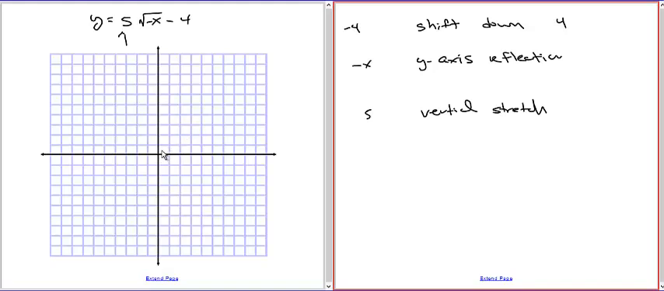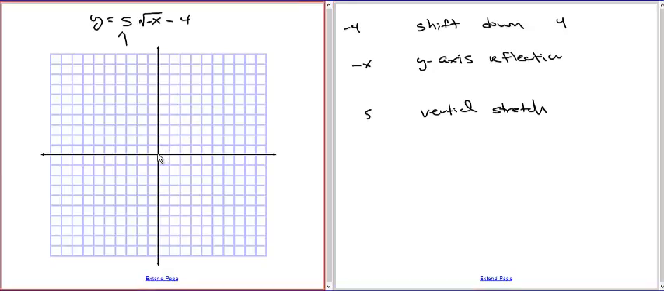So let's just think about what vertical stretch means for a square root. The square root function looks something like that. So vertical stretch just means you're going to pull it up kind of like that, and for every y value, the y value gets 5 times as large. So that's kind of the direction we're going.